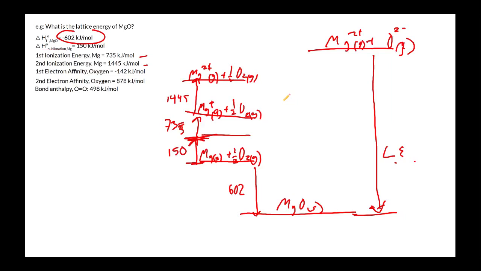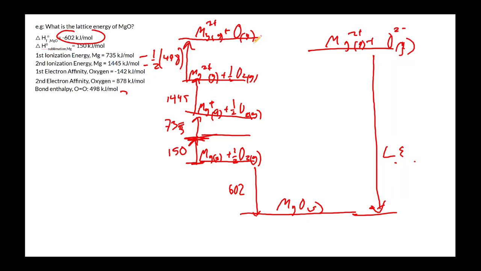Then I have to break the O2 bond to make an oxygen atom. So getting up to Mg2+ gas plus 1 O atom in the gaseous state. The bond enthalpy is what I have to overcome there. That's 498 kilojoules per mole, but I'm only doing this for half a mole. So this increase is 1/2 of 498 kilojoules.